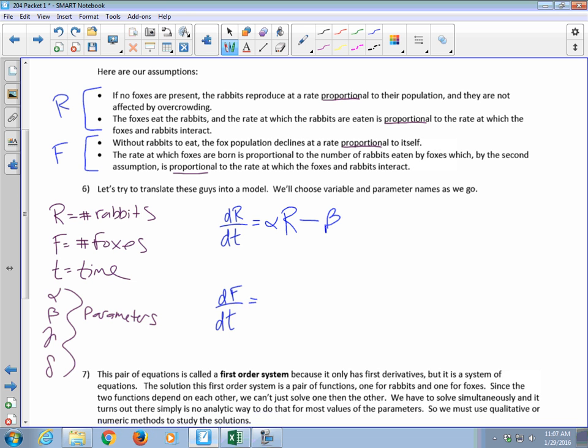And then there are lots of ways that I could mathematically model foxes and rabbits interacting. One handy way is to just use R times F, rabbits and foxes. Right? So if there are more rabbits or more foxes, when you take the product of the 2, that number gets bigger, right?